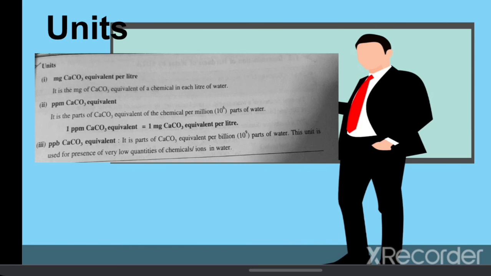Third is ppb CaCO3 equivalent. It is the parts of CaCO3 equivalent per billion, 10 raised to 9, parts of water. This unit is used for the presence of very low quantities of chemical ions in water.